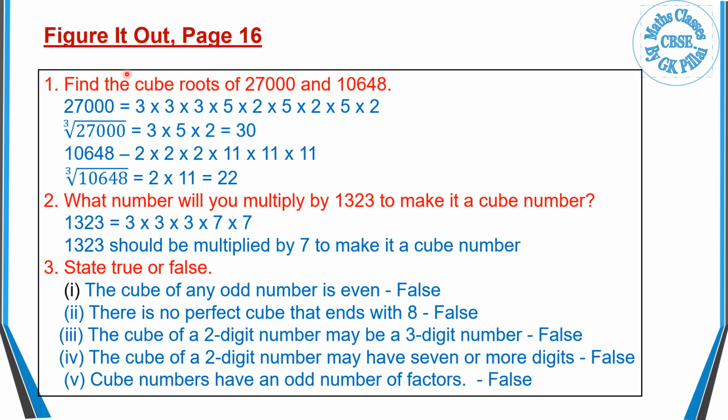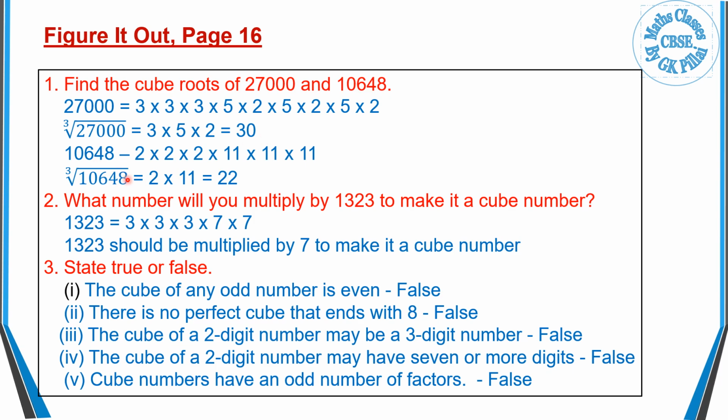Again, find it out on page number 16. Find the cube roots of 27,000 and 10,648. 27,000, if you prime factorize, you will get this many factors. The cube root of 27,000 will be, out of 3 3's, you will take 1 3. Out of 3 5's, you will take 1 5. And out of 3 2's, you will take 1 2. So 3 into 5 into 2 will be the cube root of 27,000, that is 30.